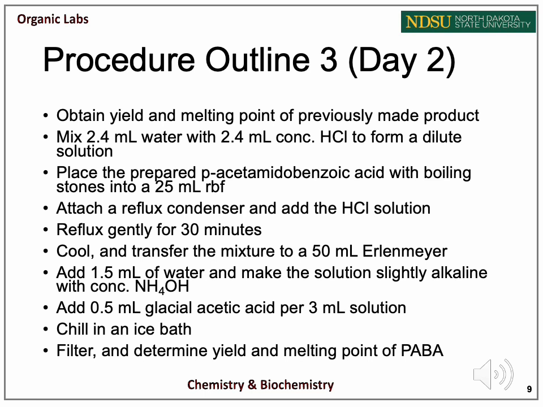We will then attach a reflux condenser and add our 50% hydrochloric acid solution. We will gently reflux this for 30 minutes. There should be no vigorous boiling. We will cool and transfer this mixture to a 50 milliliter Erlenmeyer. We will add 1.5 milliliters of water and then make the solution slightly alkaline with concentrated ammonium hydroxide. Slightly alkaline, we're looking for pH 8 or 9, barely off of neutral. We will then chill it in an ice bath, filter, and then we will be able to determine our yield and melting point of our para-aminobenzoic acid.